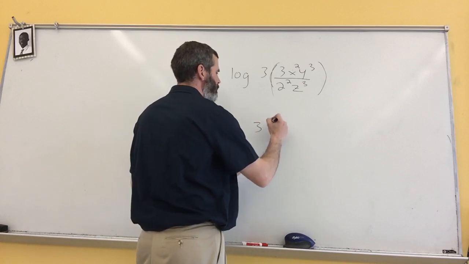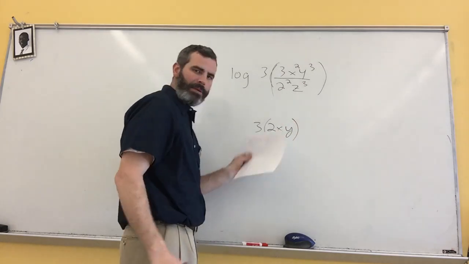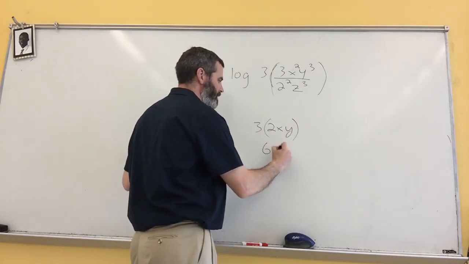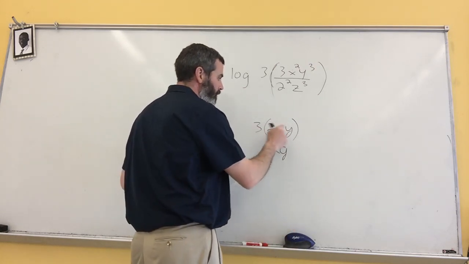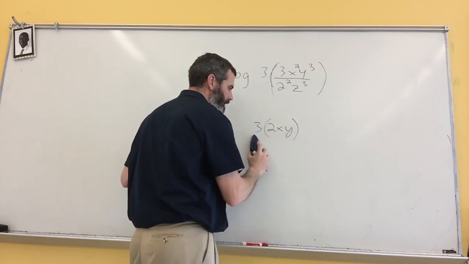If I drew this, everybody knows what to do with this. It's just 3 times this, which is going to be 6xy. Okay? Don't have to distribute. There's only one term in here. It's just this times this.